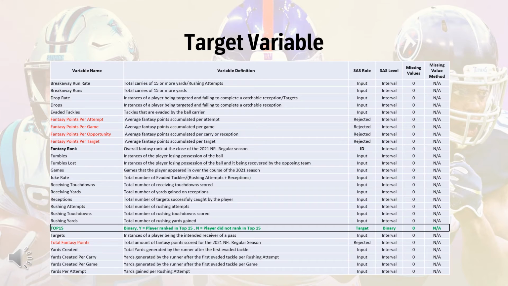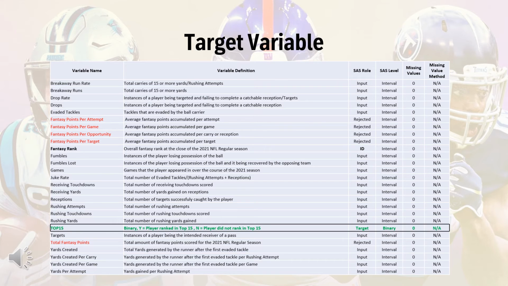The target variable used for this study is titled Top 15. It is a binary variable that indicates whether or not the observation, or player, finished in the top 15 of running back scoring for the 2021 season. The two levels are Y for yes, the player finished in the top 15, or N for no, which means they failed to finish within the top 15.